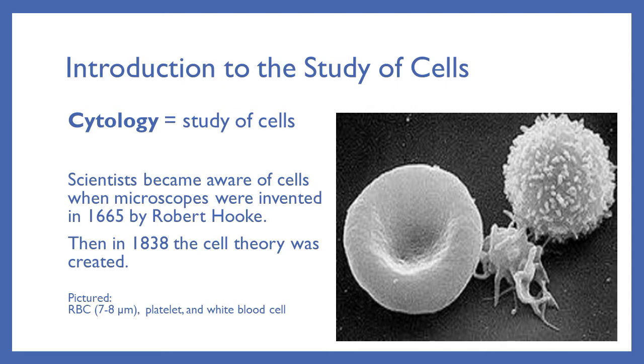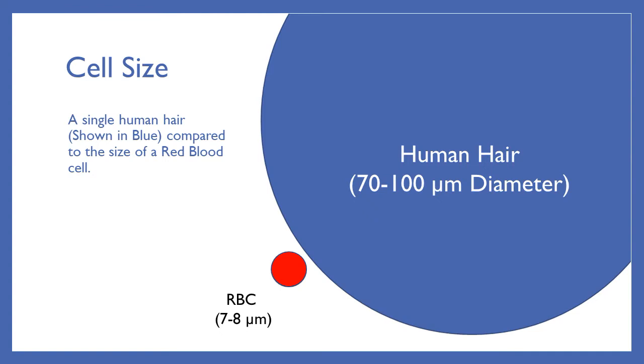Pictured here, we can see a red blood cell on the left, a little platelet in the middle, and a white blood cell on the right. It took so long because cells are incredibly small. A single human hair, shown here as this blue circle, which is 70 to 100 micrometers in diameter, is compared to the size of a red blood cell, which is only around 7 to 8 micrometers, so much smaller. Smaller than what can be seen with the naked eye.